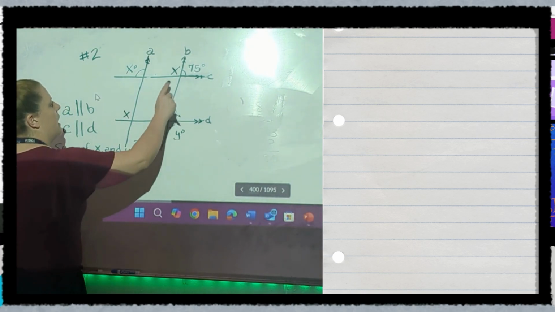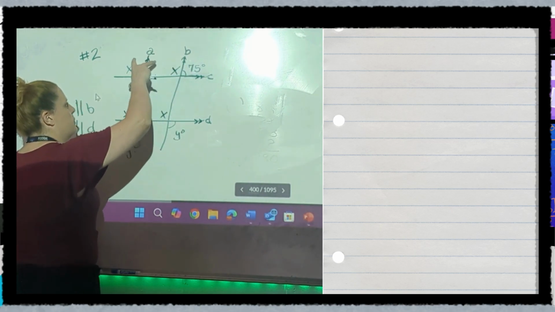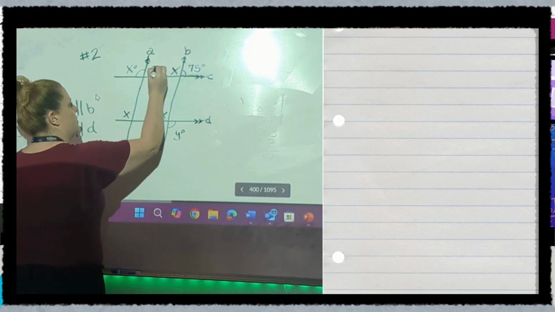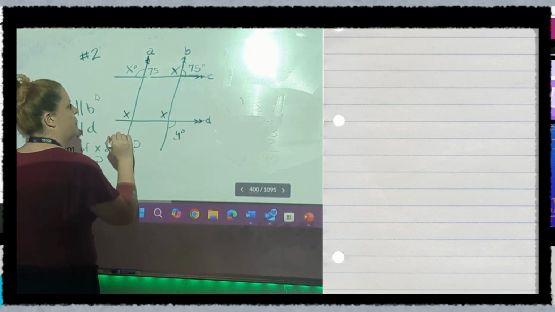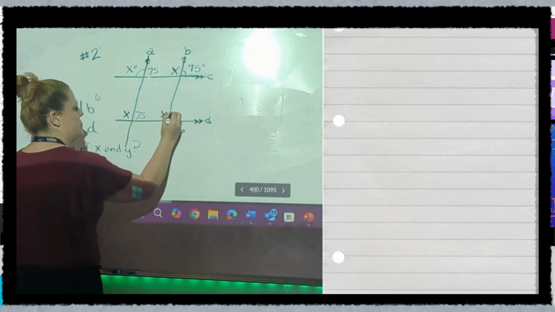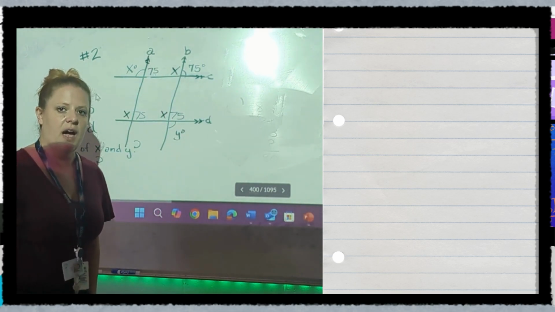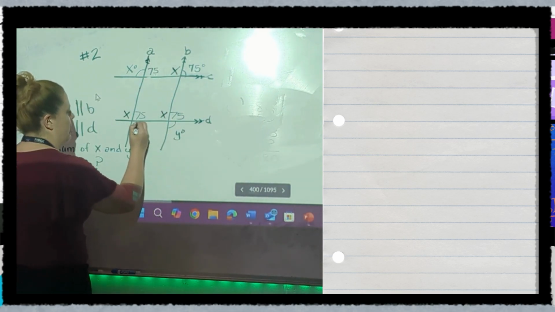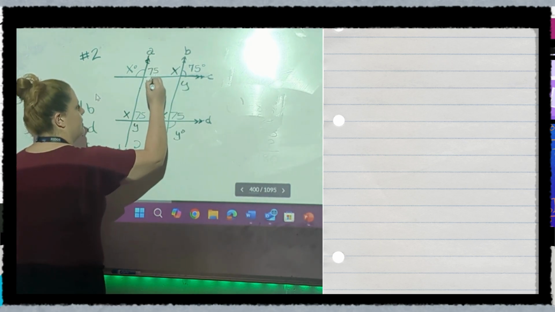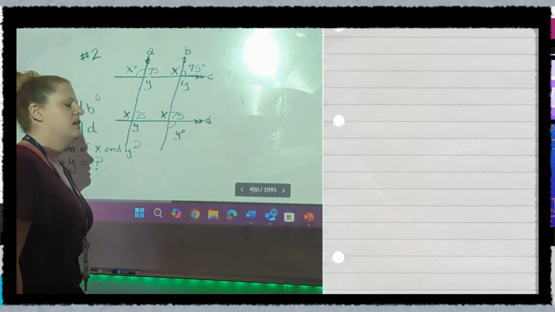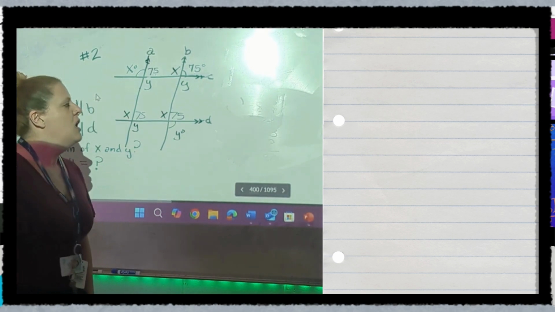Okay? Now, if we took this and cut it out and placed it here, my 75 moves right there. Same here, same here. The top right of each intersection is going to be 75. Now the same with y. The bottom right of every single one is y for the same reason.